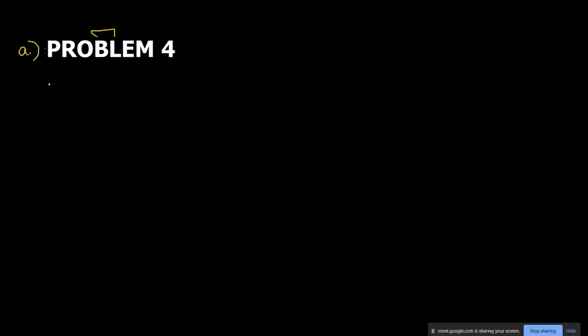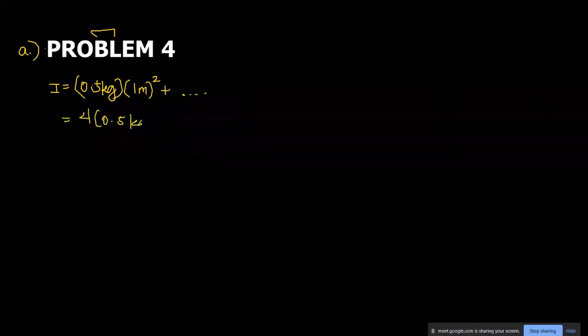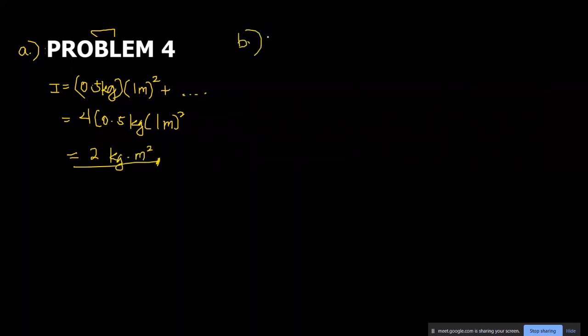So I equals 0.5 kilograms mass, distance is 1 meter squared. There are four of them like that. We can simplify that as 4 times 0.5 kilograms times 1 meter squared. So 4 times one half times 1 squared is just 2 kilogram meter squared. For letter B, again, I is the summation of m r squared.